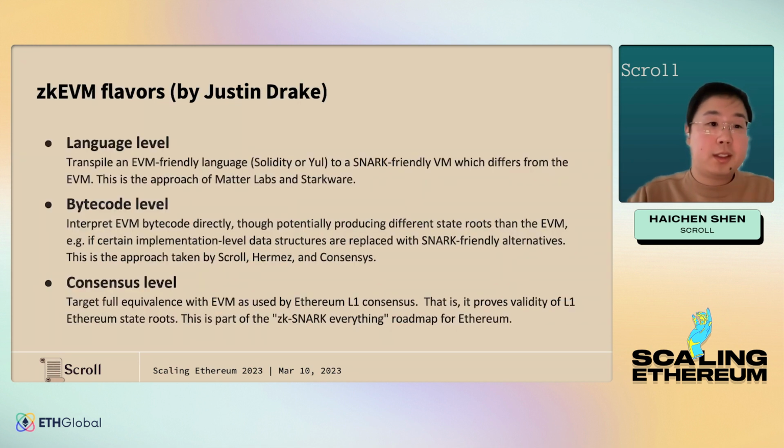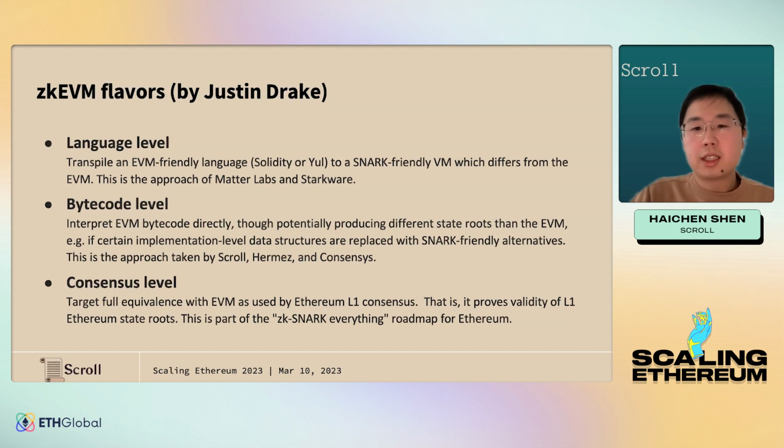So now let's dive deeper into zkEVM. There are a few different zkEVM flavors, which all call themselves zkEVM. First is language level compatibility with Ethereum. That means you can compile some EVM friendly language like Solidity or Yul into a SNARK friendly VM, which differs from the EVM. The second is bytecode level, where you directly interpret the EVM bytecode inside your zk circuit, so that you don't need to use different compilers. You can reuse all the same toolchains and then run on the zkEVM.